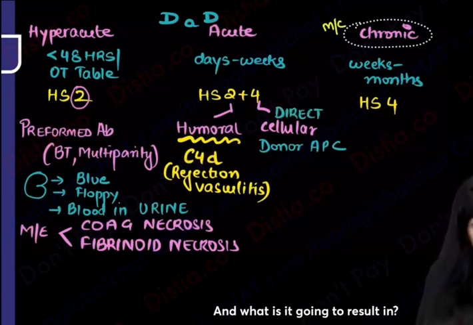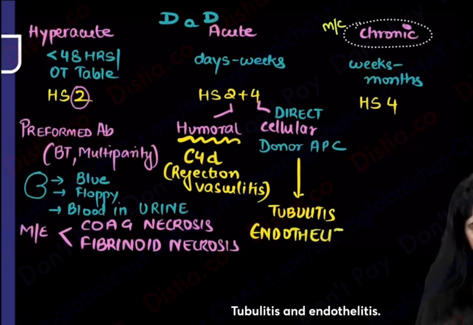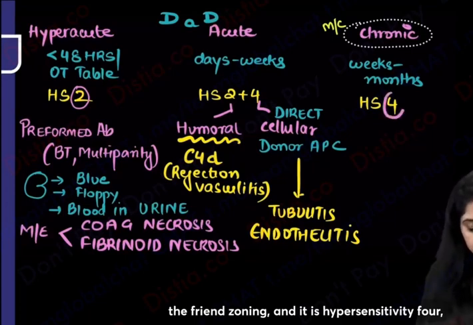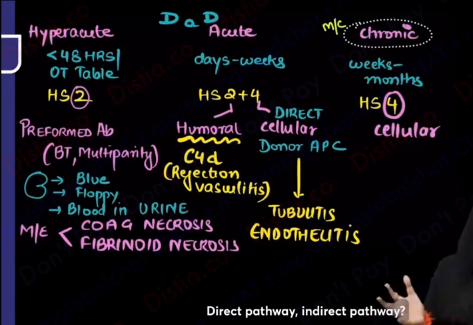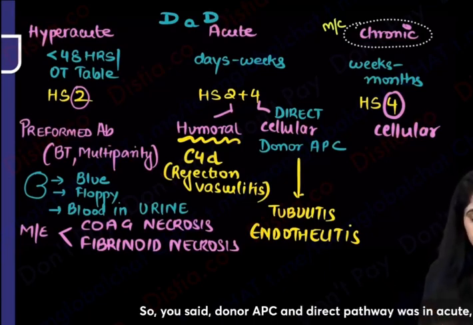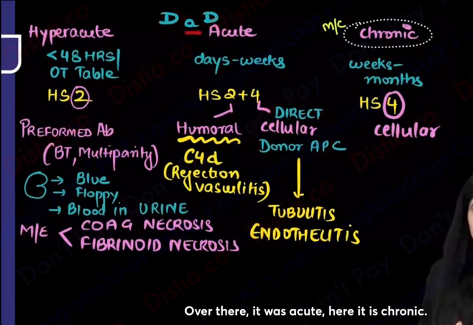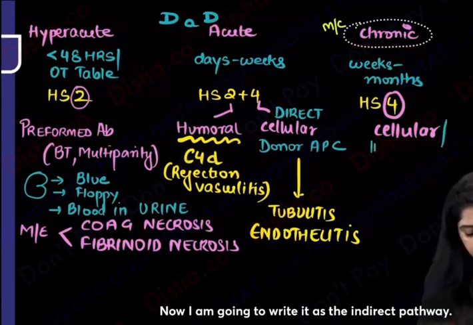And what is it going to result in? This will result in tubulitis and endothelitis. Coming to the last one, chronic, and it is hypersensitivity 4, meaning it is only and only cellular. But what cellular? Direct pathway, indirect pathway, donor APC, self APC. So you said donor APC and direct pathway was in acute, which I have already written here. Now the story is different. Over there it was acute, here it is chronic. Over there that was direct pathway, now I'm going to write it as the indirect pathway.